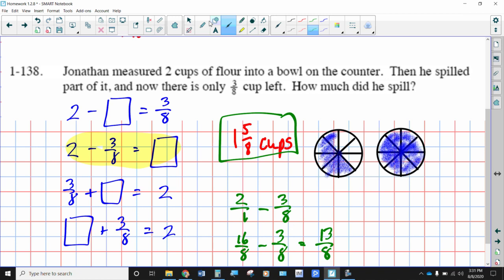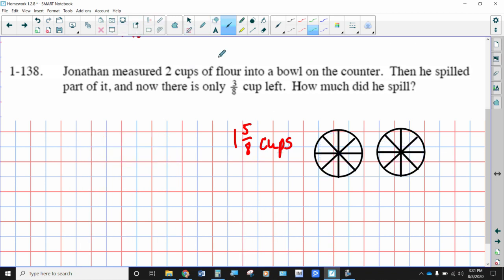Now, you could go on in another direction with this. Let me get rid of all that stuff, and let me put back my shading here. If you wanted to think about it in a different way, you could have just said, all right, I started with 2 full cups, and I spilled so much of it that all I had was 3/8 left over. So let's picture this where I've spilled so much. I've spilled an entire cup here, plus some more over there, and this is what remains. 1, 2, 3/8 is all that's left.